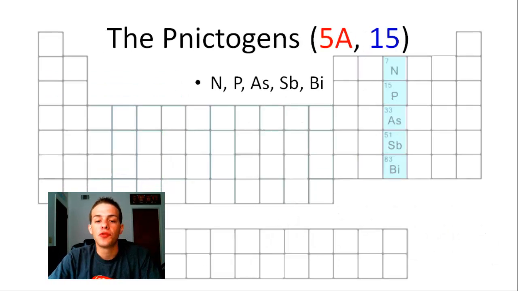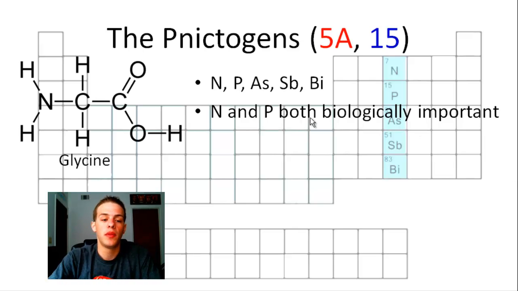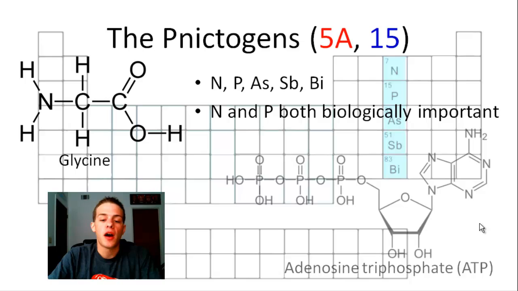The pnictogens consist of nitrogen, phosphorus, arsenic, antimony, and bismuth. Both nitrogen and phosphorus are very important biologically. This molecule right here is called glycine, and this is an example of an amino acid, which is an essential nutrient required for our bodies to survive. And all amino acids contain this nitrogen atom with 2 hydrogens on it. This is called an amino group, and all amino acids have this group, and they are necessary to our survival. So it's very important. Phosphorus is important.